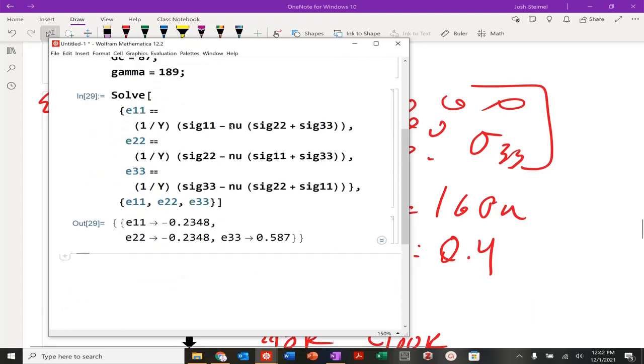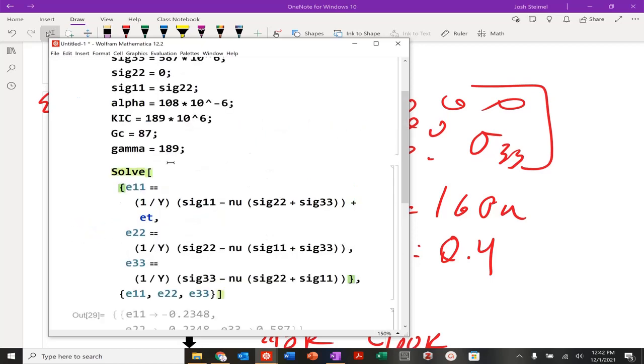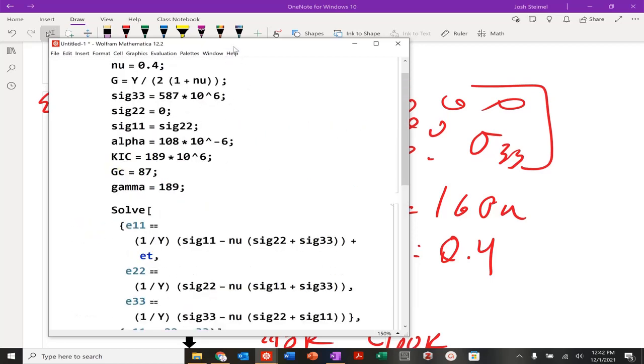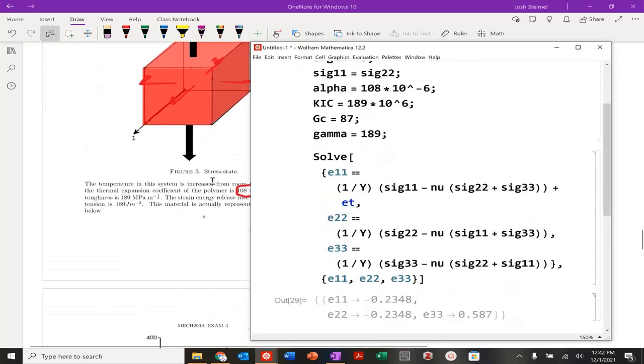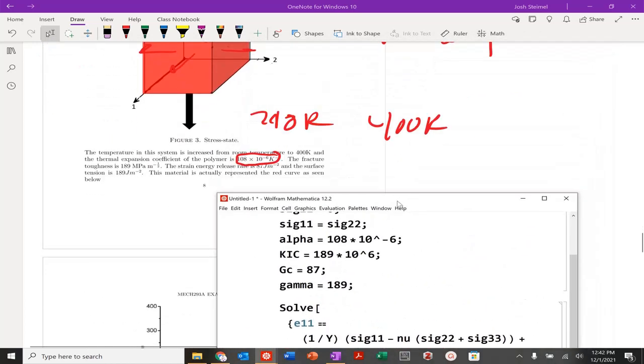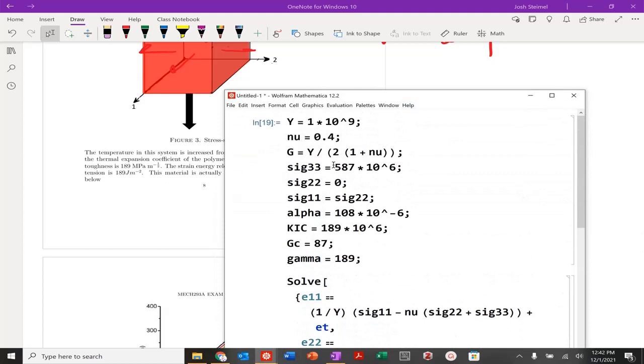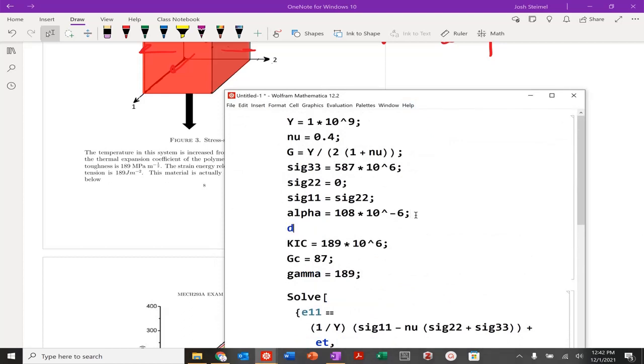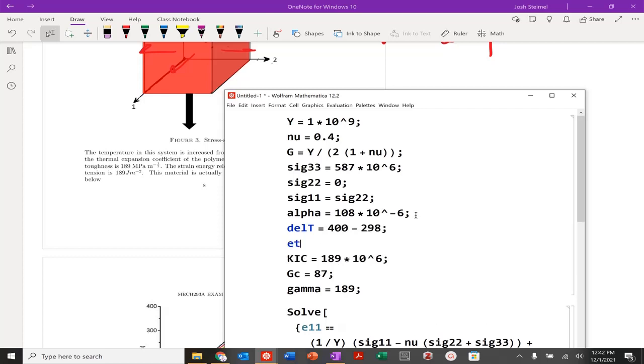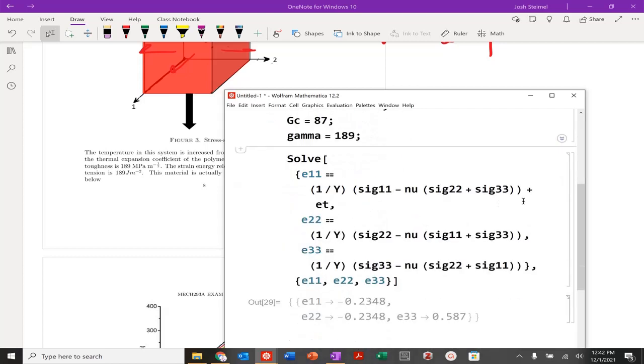And we do see, in fact, what we need to, we almost messed up, add our thermal expansion. So we should go ahead and look at the problem here. So we're increasing from room temperature to 400 K. So we've got our alpha, our delta T is equal to final temperature of 400 minus 298, and then our E_T is equal to alpha times delta T. Let's get that. Then let's add that E_T.